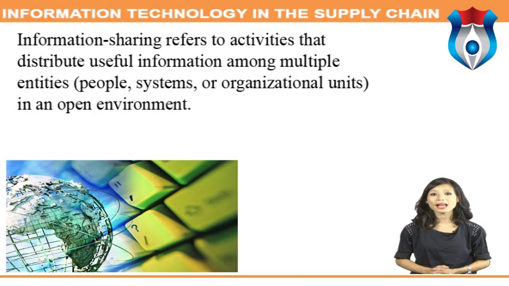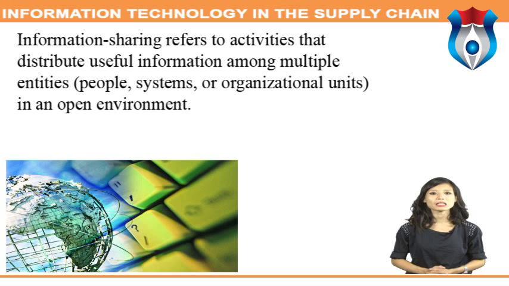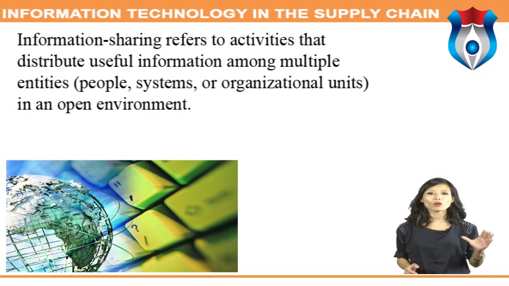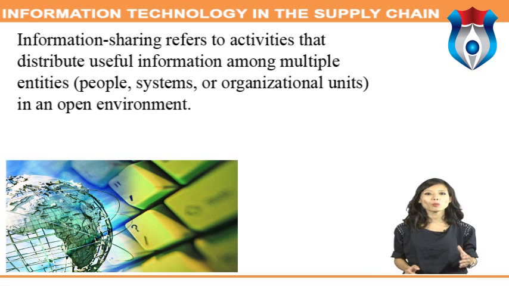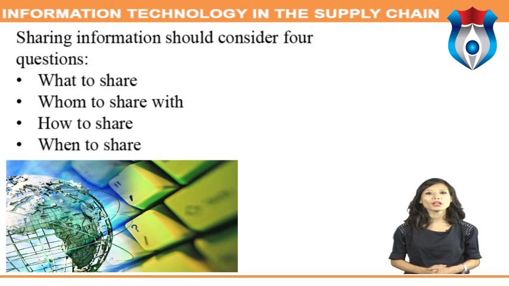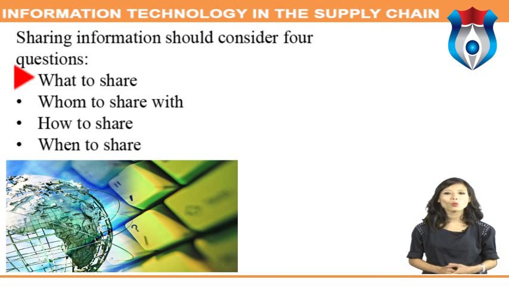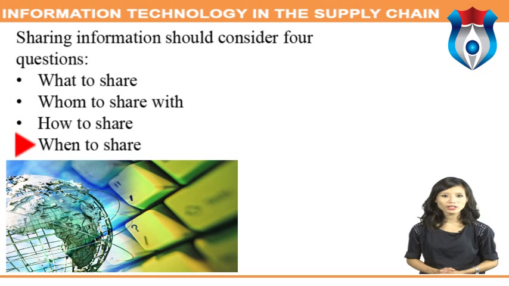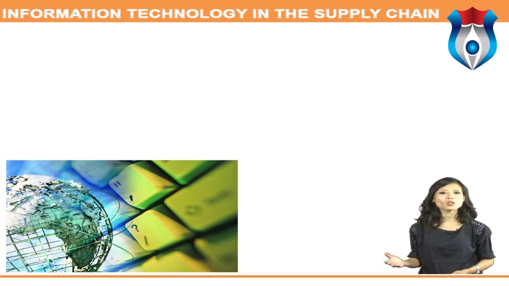Information sharing refers to activities that distribute useful information among multiple entities, people, systems, or organizational units in an open environment. Sharing information should consider 4 questions: what to share, whom to share with, how to share, and when to share. Better answering these questions can greatly improve information sharing results, avoiding overload or deficiency, reducing sharing cost, and being more responsive.